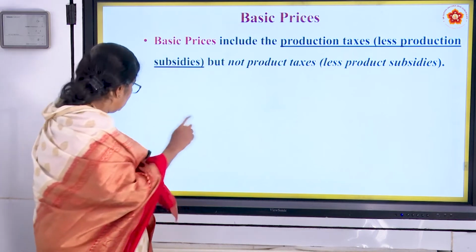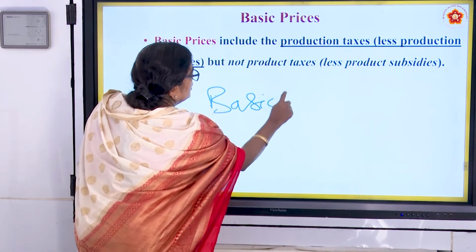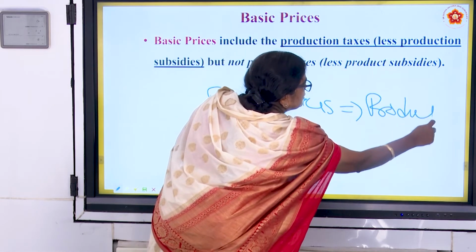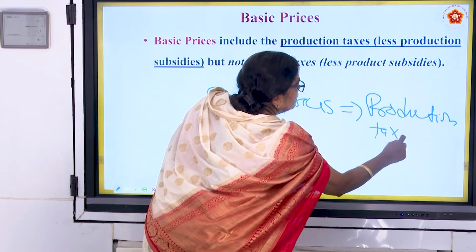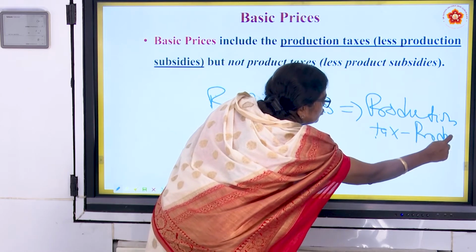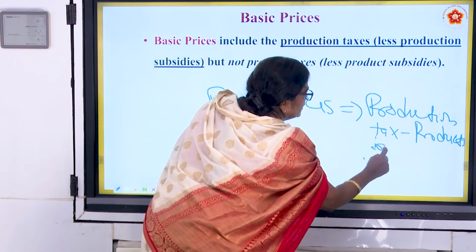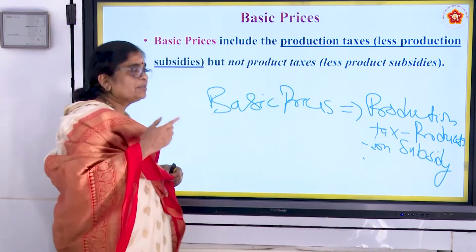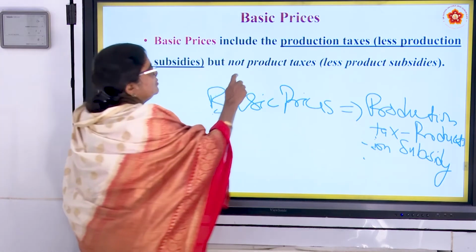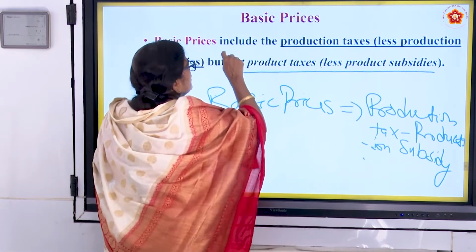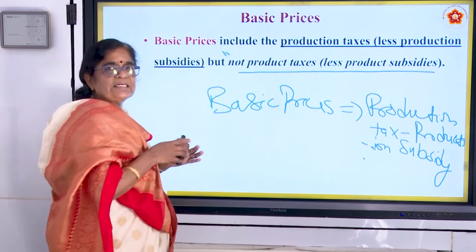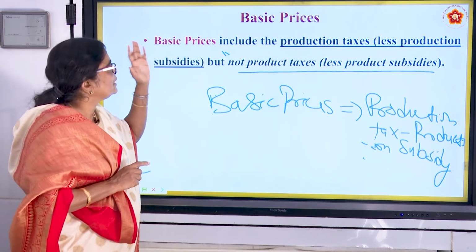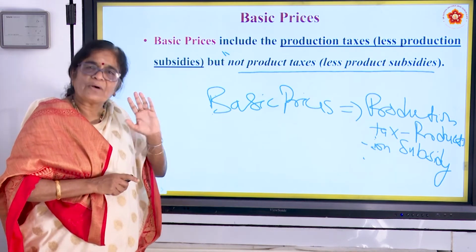Basic prices only take into consideration production taxes, production tax minus production subsidy. But it doesn't take this part: product tax minus product subsidy is not considered for the basic prices. That is the difference between the basic price and the other prices. Basic price only includes production taxes.